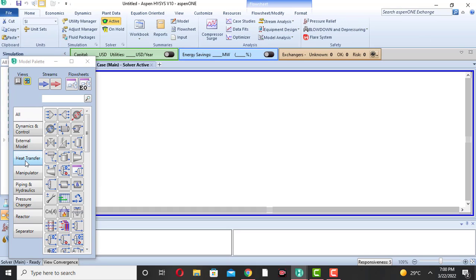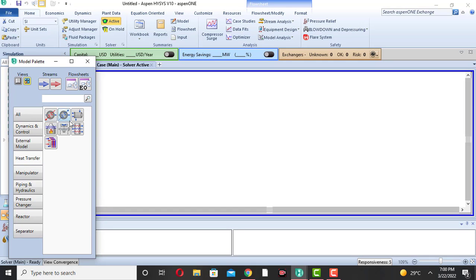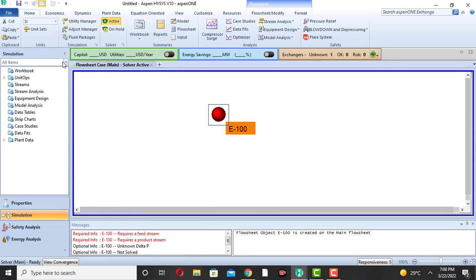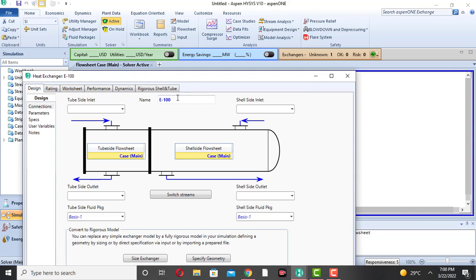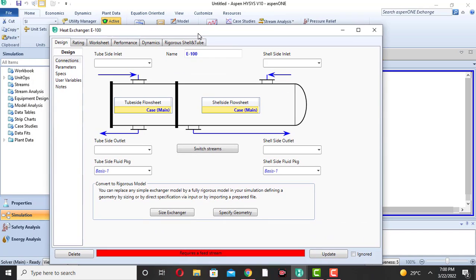In the simulation environment, come to the heat exchanger. Click on the heat exchanger and drag it. Minimize this. Double click on the heat exchanger. Its ID name is E100. We can change it to heat exchanger.